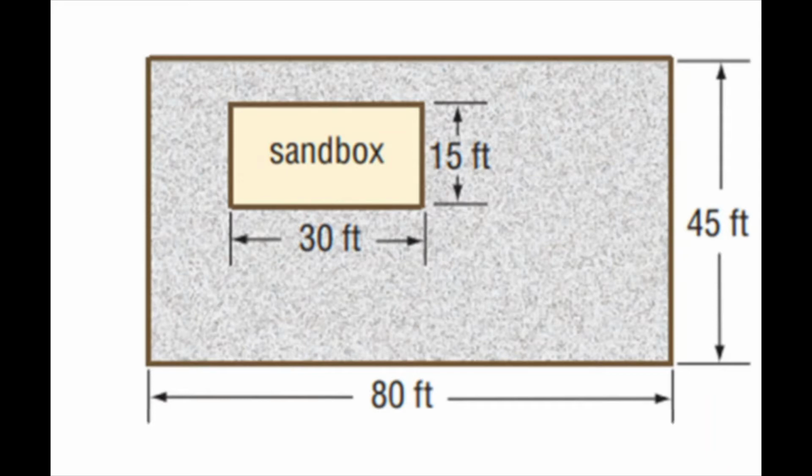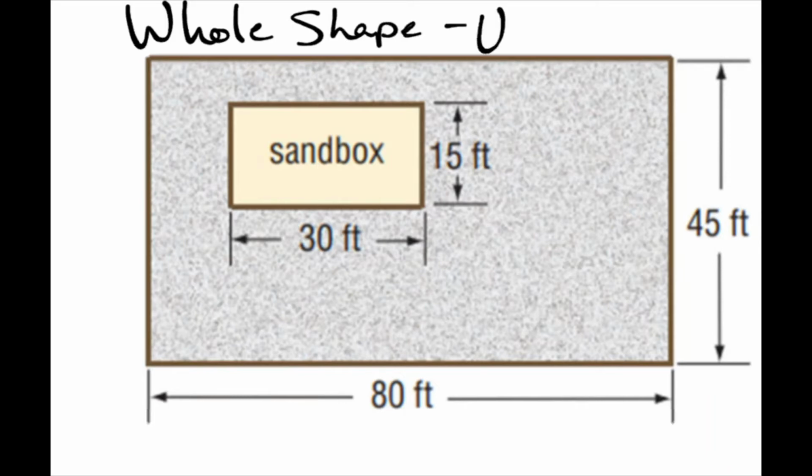Really, all that involves is taking the whole shape and subtracting out the parts that we don't want to include, the unshaded parts. In this case, that's the sandbox. So I'm going to take that entire rectangle and subtract out the area of the sandbox. So for both parts, the area is going to be found using length times width.